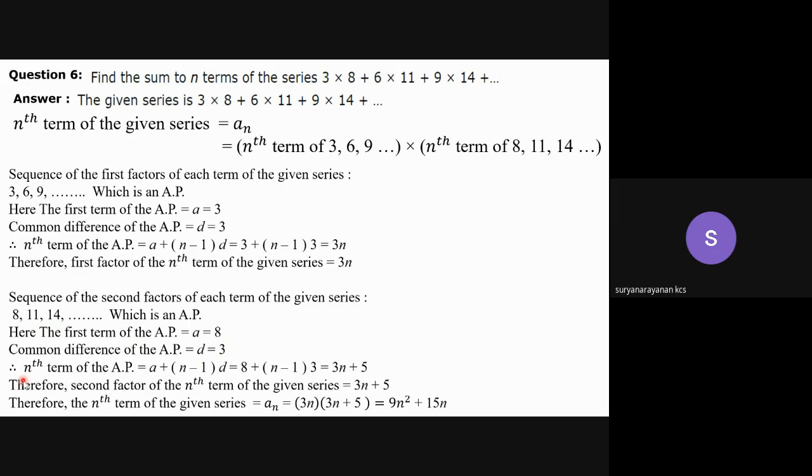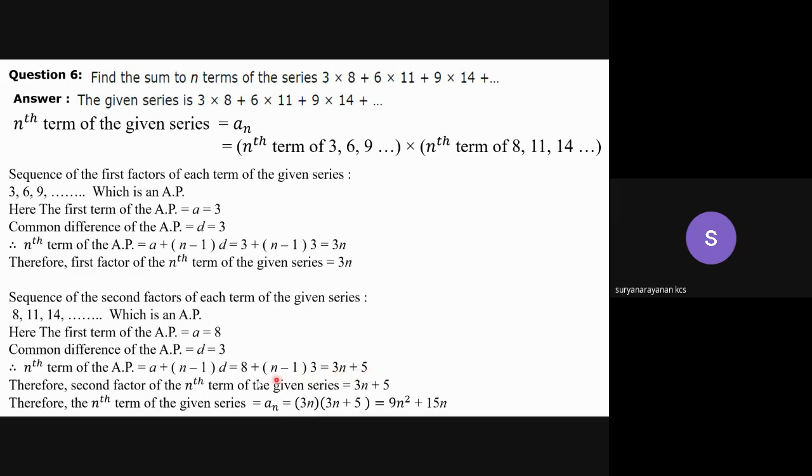Now let us find the nth term of this arithmetic progression. Therefore, the nth term of the arithmetic progression is equal to, you know this formula, a plus n minus 1 into d. You have to memorize this formula well. Let us substitute the values of a and d. Then we get 8 plus n minus 1 into 3. After simplification of this expression, finally we get 3n plus 5.